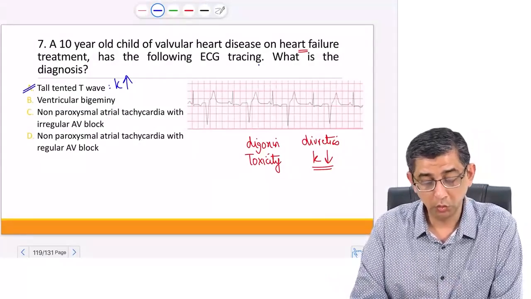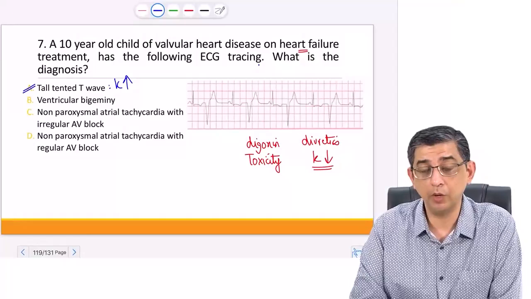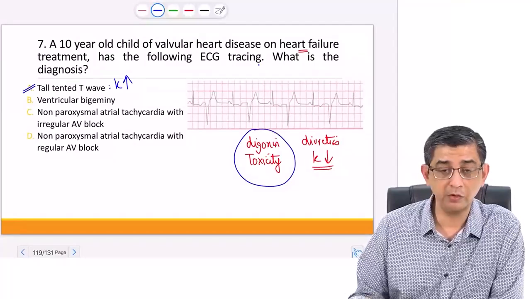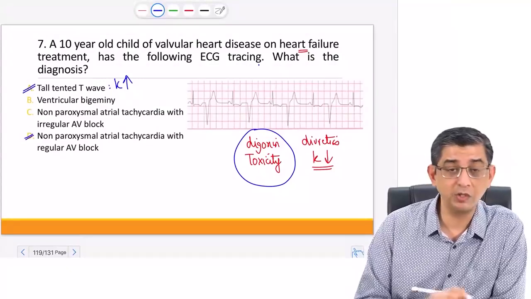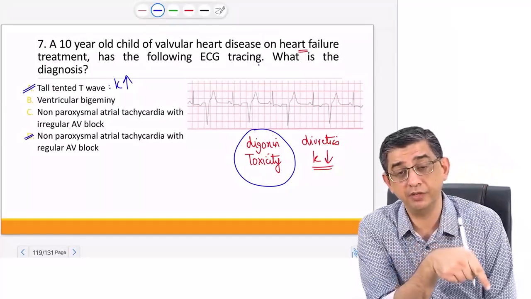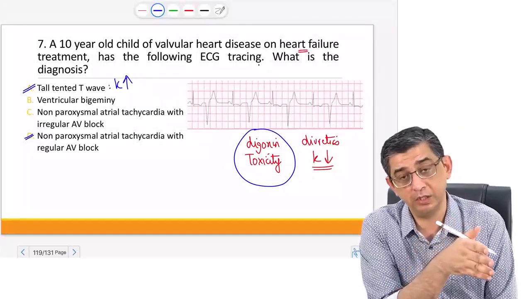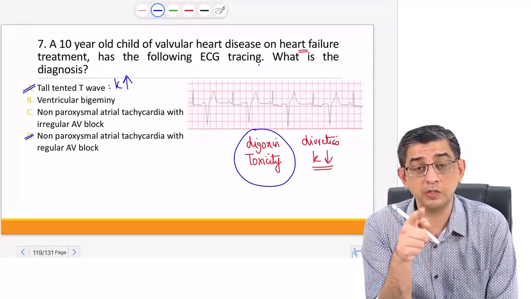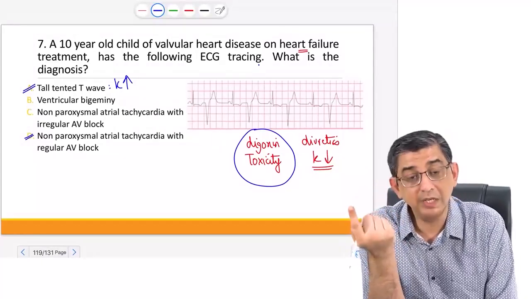The remaining two, ventricular bigeminy and non-paroxysmal atrial tachycardia with AV block, options B and C, are features of digoxin toxicity. So I need to select between them from the rhythm. When it comes to option D, that's anyway a dummy choice, because when you study the topic of digoxin toxicity in pharmacology, they always talk about the commonest arrhythmia of digoxin toxicity being ventricular bigeminy, and the characteristic arrhythmia of digoxin toxicity as NPAT, non-paroxysmal atrial tachycardia with a variable AV block. So I need to select between B and C only.